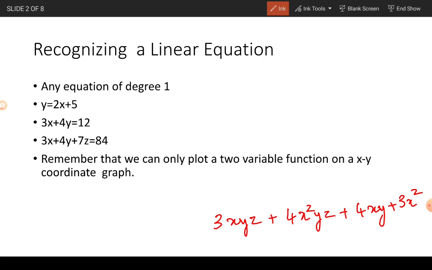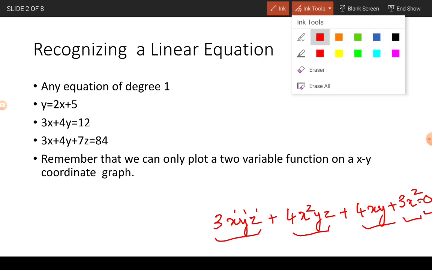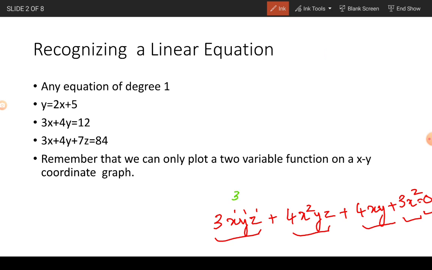This polynomial equation has 5 separate terms. Now the degree of each term would be the total powers of the variables added up. So in 3xyz, x is raised to the power 1, y is raised to the power 1, and z is raised to the power 1. So the degree of 3xyz will be 1 plus 1 plus 1, which is 3.